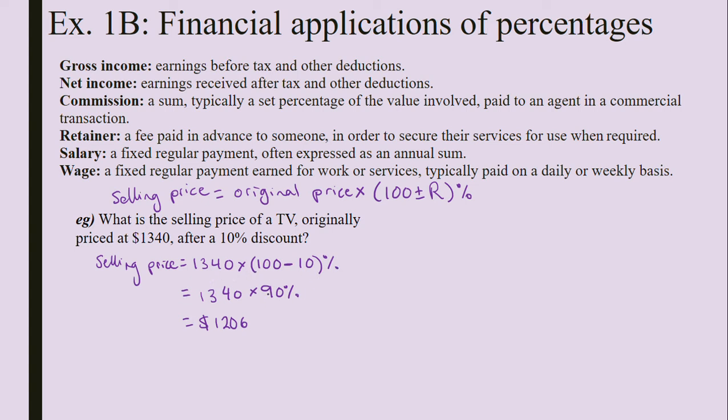Of course you can write 90% as 0.9 if you would rather do that, and that will get you the same answer as well. So what this means is that you would buy this TV for $1,206 after a 10% discount, where this was the original price.